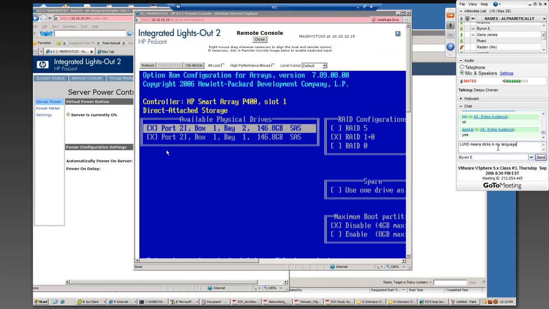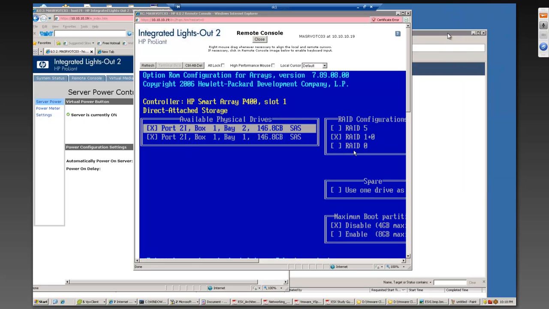Okay. So here what I'm going to do is I have 2 hard disks in this server, and by default it automatically selected RAID 1. The RAID 1 plus 0 means if I had 4, it would have configured it as RAID 10, but since I only have 2, it's going to configure with RAID 1. I cannot use RAID 5.